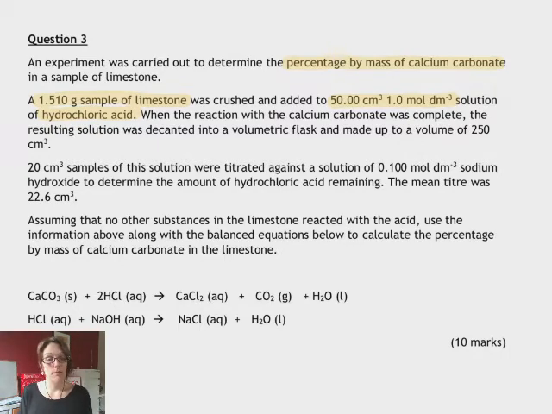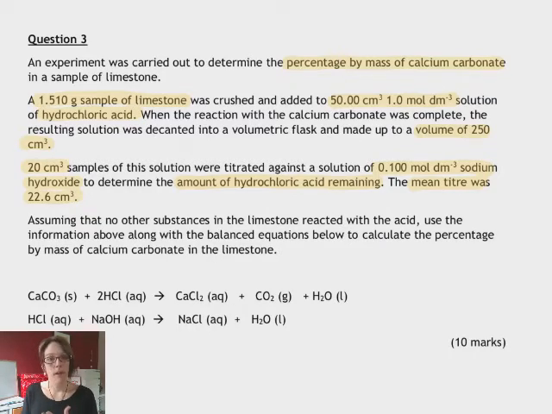And we're taking the remaining solution, decanting, which means just pouring out the liquid and leaving any bits of solid behind, and making it up into a volume, taking out samples like we always do with a titration, and titrating it with sodium hydroxide to determine the amount of hydrochloric acid remaining, and we have a titre value of 22.6. So this is known as a back titration, and that is why there are two balanced equations at the bottom of the page.